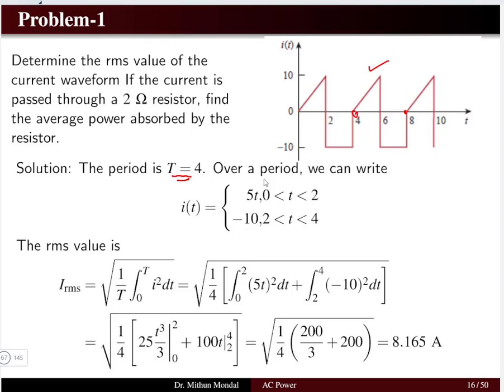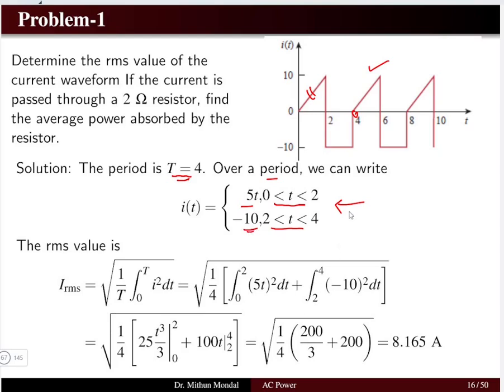Now over a period, we can write the mathematical equation for the current, splitting it into two zones: from 0 to 2 seconds and from 2 seconds to 4 seconds, because at 2 seconds you can see that the waveform has become discontinuous. Till 2 seconds you have a straight line whose equation you need to write, and from 2 to 4 seconds there is also a straight line whose equation you can write.